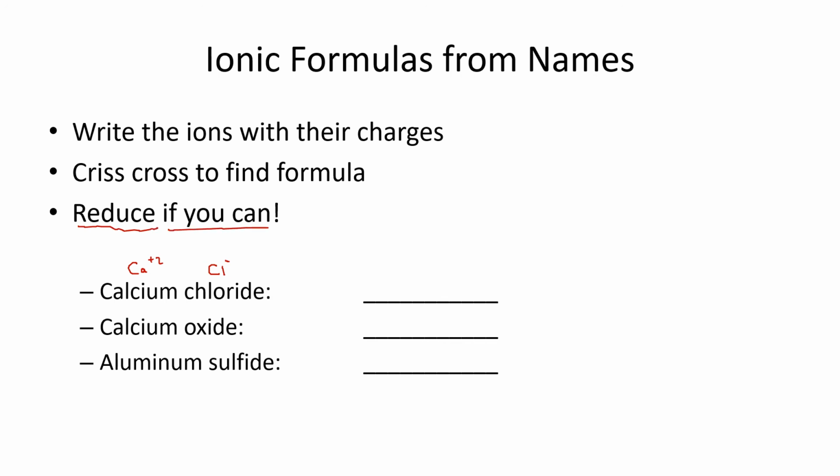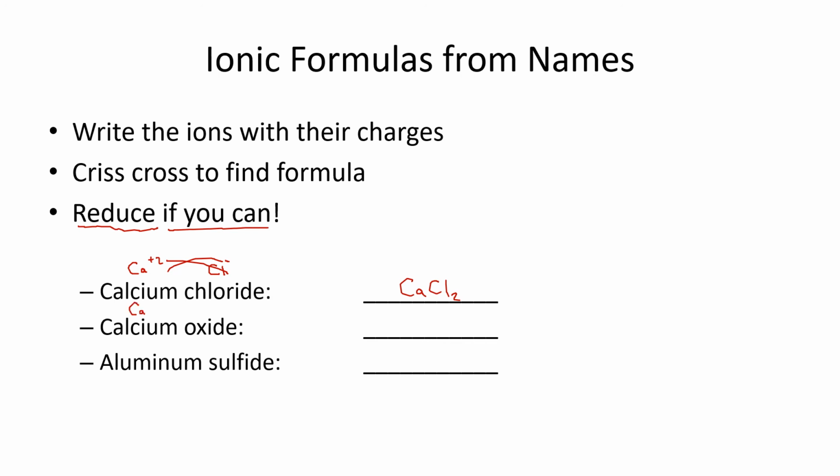All right, so we do our crisscross here. The 1 goes over there, the 2 goes over there. We end up with calcium and 2 chlorines. Great, that's a formula. Since this is the 1 and that's a 2, we can't reduce that any further because the 1 cannot be divided and still be a whole number. So let's look at this next one here.